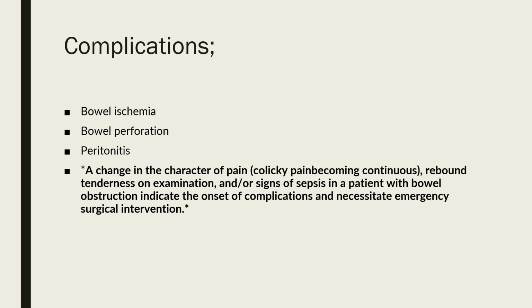So what are your complications? Complications include, the way we've talked about, bowel ischemia, bowel perforation, peritonitis. We've talked about all of these things. So you have to watch your patient because this is an acute condition. If you see any change in the character of the pain or in the examination findings, such as rebound tenderness, which is a peritoneal sign, or signs of sepsis in a patient with bowel obstruction, all of these indicate the onset of complications, and you need to start emergency surgical intervention in this patient. Next.